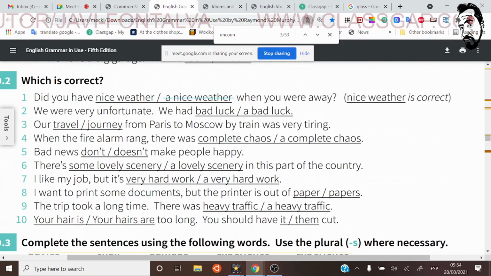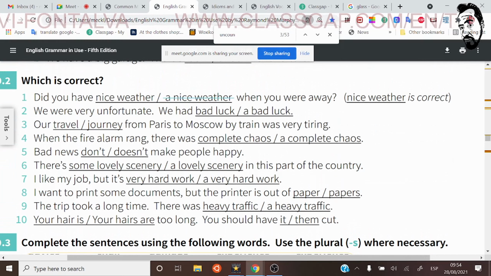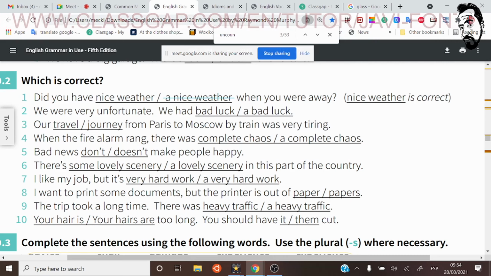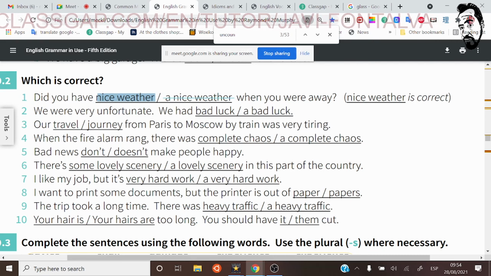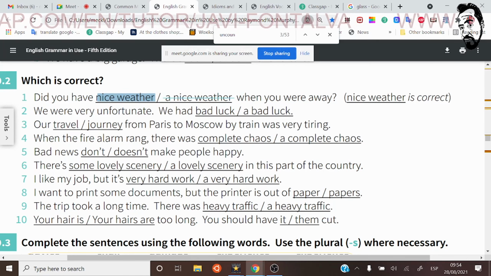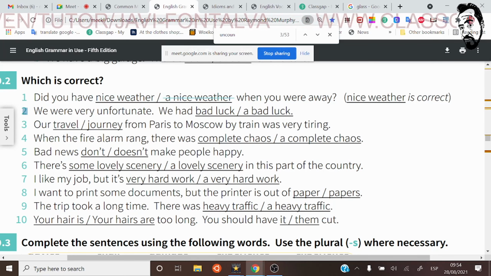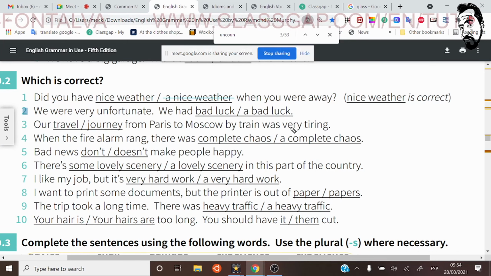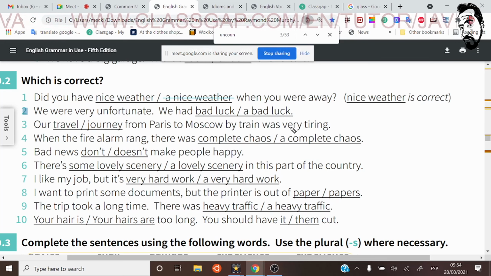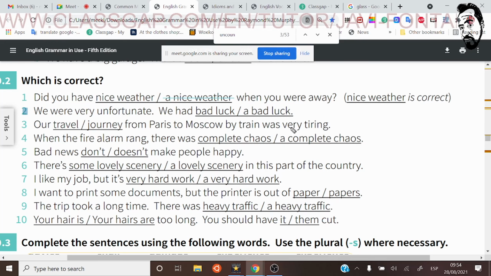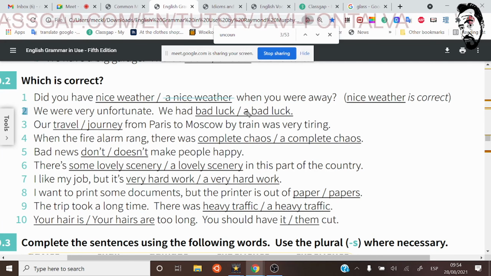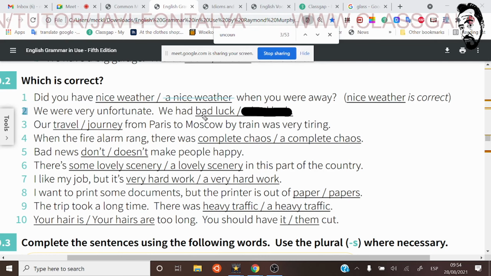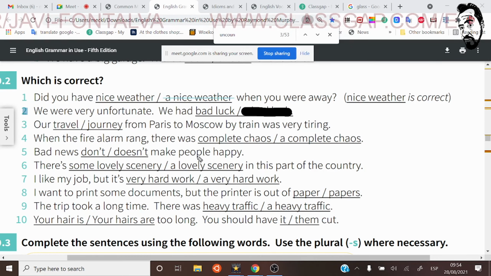Okay, let's try this one. So which is correct? Did you have nice weather when you were away? Okay, number two. We were very unfortunate. We had bad luck. Okay, so luck is uncountable. We had bad luck. Okay, 3.